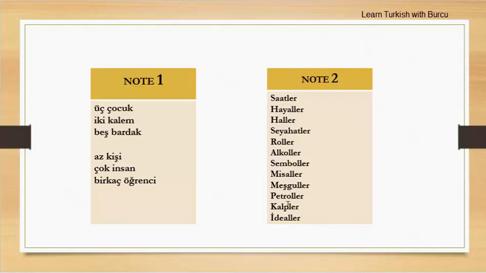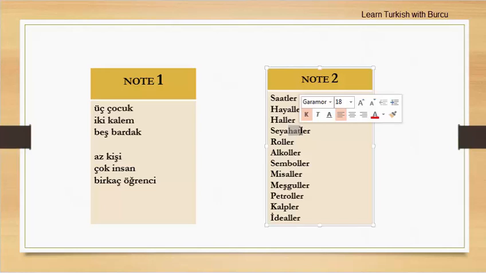We use the ler suffix with them. Although, in the rule, we need to say lar. But these are the exceptions, okay? Saatler. Hayaller. Haller. Seyahatler. Seyahat means travel. It ends with the sound a in the final part, okay? So, normally we need to say seyahatlar, but we don't say that. We say seyahatler, okay?